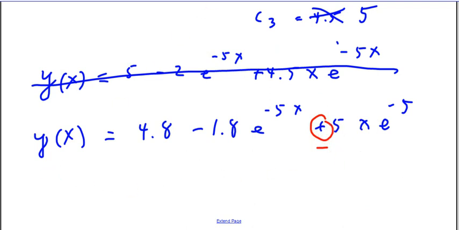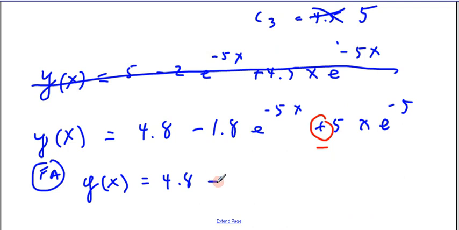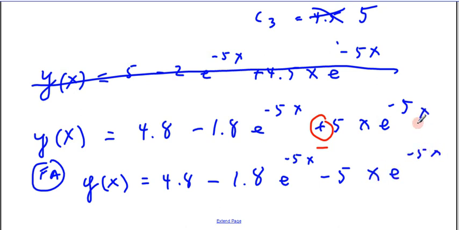So final answer, y of x equals 4.8 minus 1.8 e to the minus 5x minus 5x e to the minus 5x. Put an x there. Well, that was cool. Let's see if 30 is any better. Number 30.